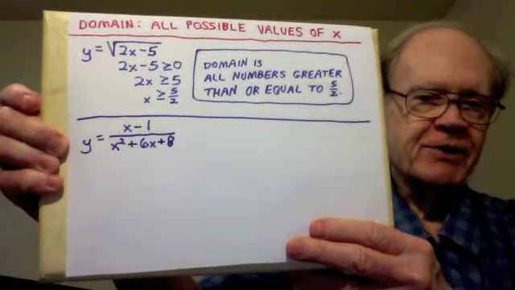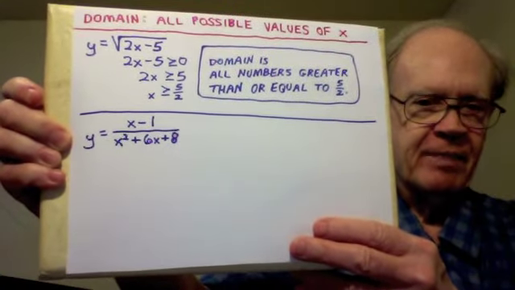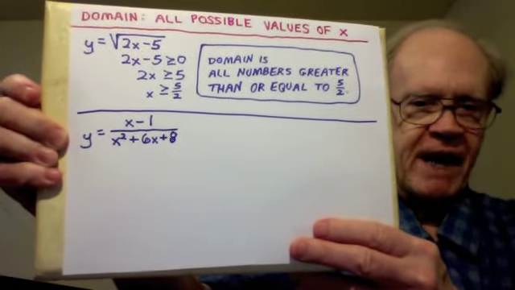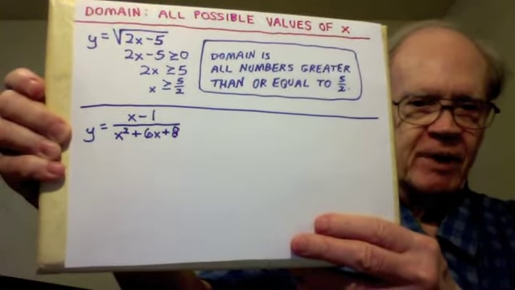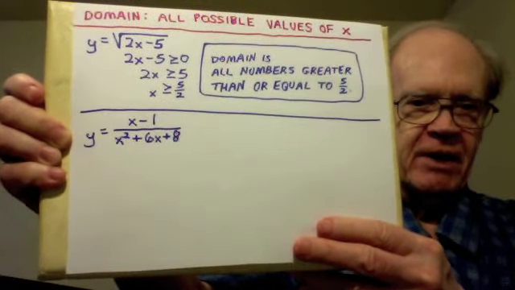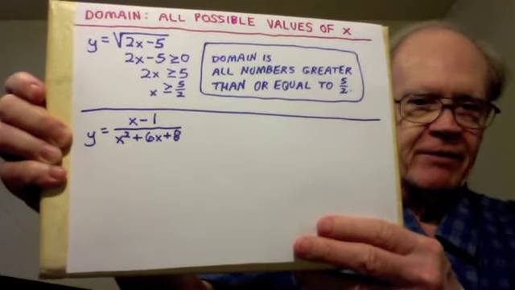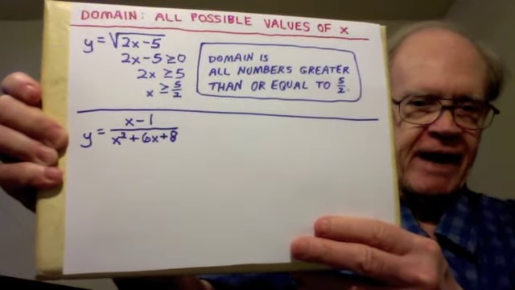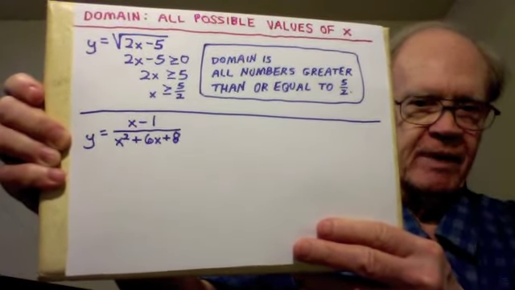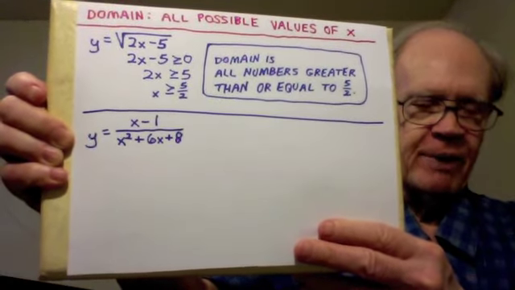Here's the other situation in the example that you submitted. y equals x minus 1 over x squared plus 6x plus 8. The rule here is that the denominator of a fraction cannot equal 0. It can equal any number except 0, but not 0.